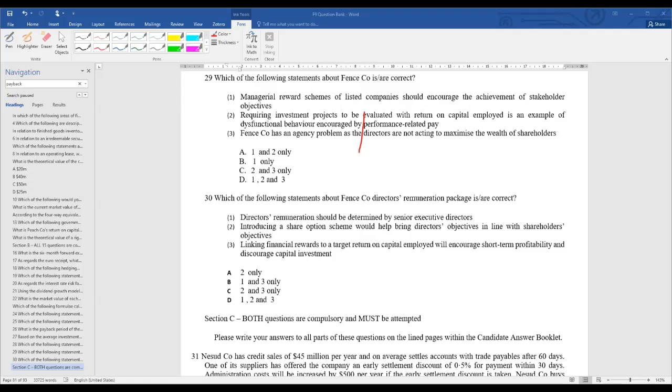Okay, now let's tie down 2 and 3. If the managers are pursuing an interest which is not the interest of shareholders, for example, they're using return on capital employed as the appraisal method, because this appraisal method is within their control, is that good or bad?